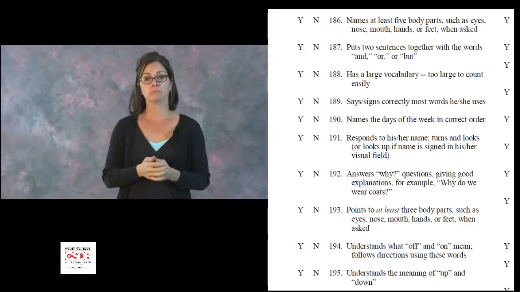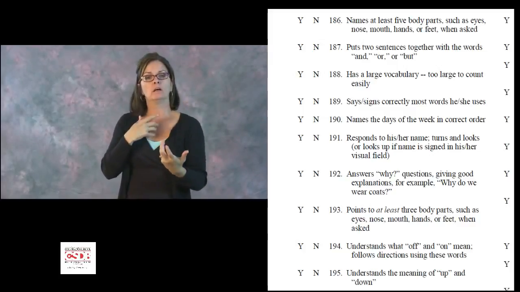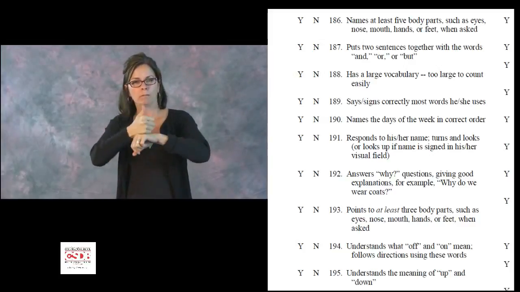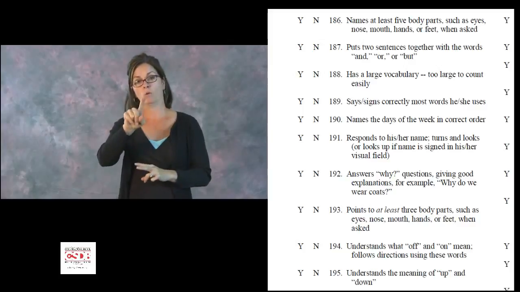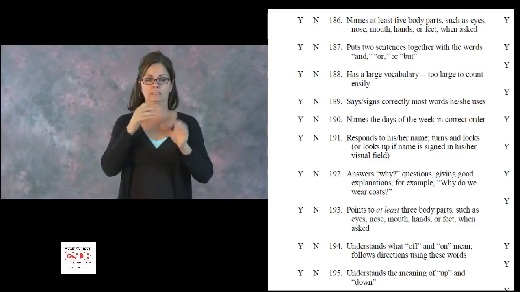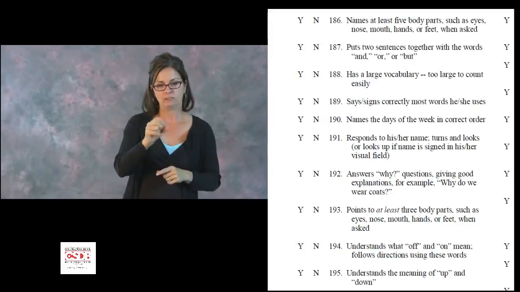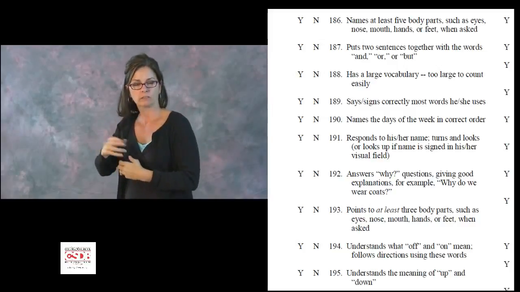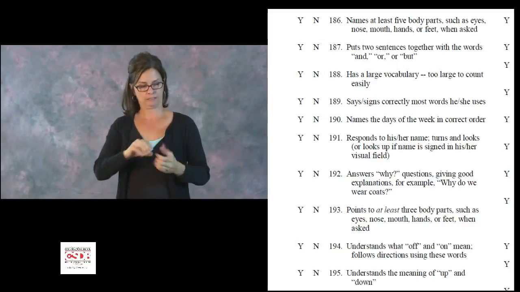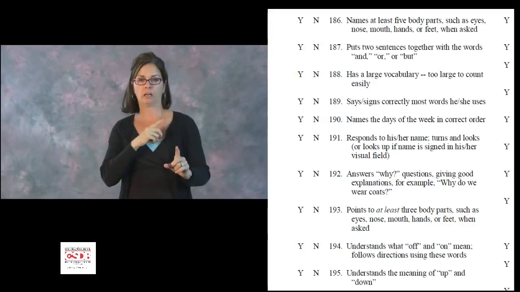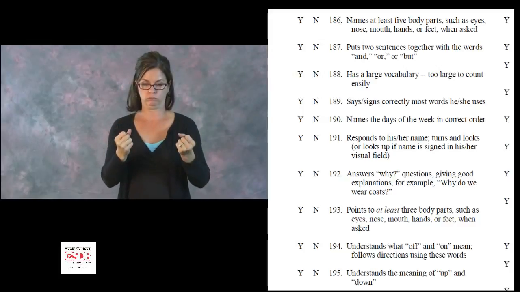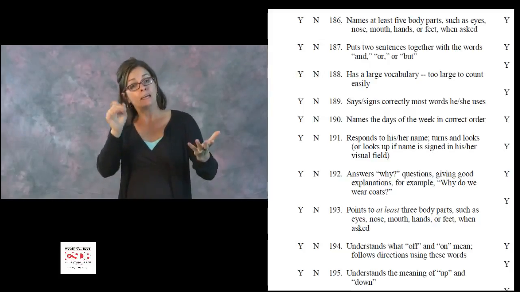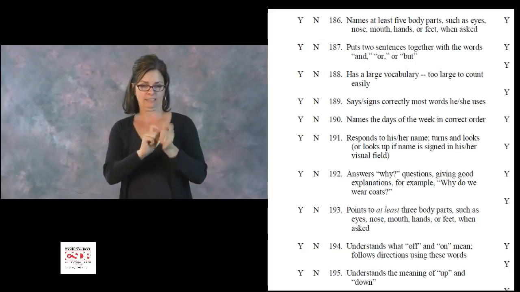The test has been further adapted to try to come up with visual counterparts to some of the auditorily based items. So for example, if we look at item 191, the original item says, responds to his or her name, turns, and looks. So we've added an adaptation to that to make it clear to families that they should also respond yes if their child responds to their name if it's signed in their visual field. If you're interested in having a copy of this adapted version, you can feel free to contact me.